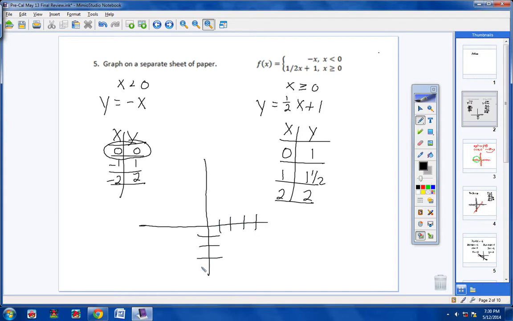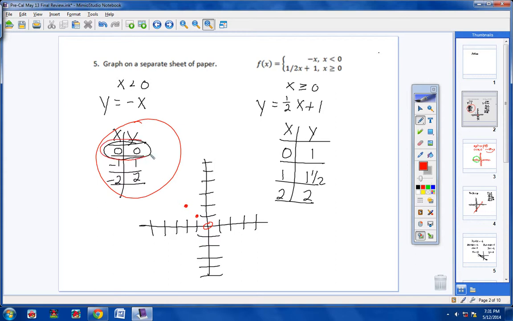Now remember though, when you're graphing a piecewise function, both pieces that you're going to graph, they don't go in two directions. Each one goes in one direction. For example, I'll do this one in red. We have an open point at 0, 0, and then a closed point at -1, 1, and then -2, 2.